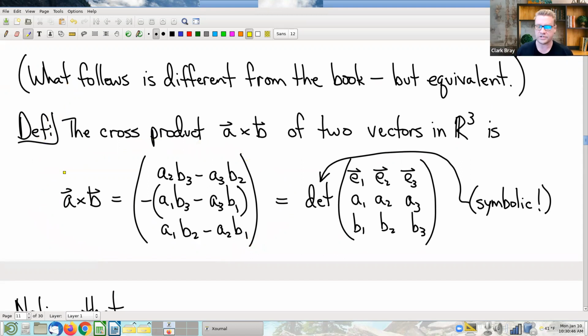Okay, so there's our definition. Now I'm going to point out, and I think this is a valuable observation actually, that this formula you can think of as being what I call a symbolic determinant, a pretty standard term. And what we mean by a symbolic determinant is that you ignore the fact that this is not really a matrix.